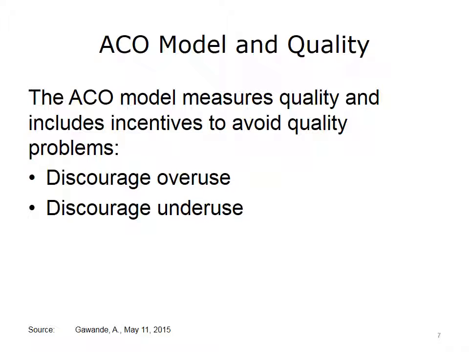Underuse was one of the key problems with the HMO model in the 1990s. Financial incentives encouraged denial of necessary care, as well as unnecessary or low-value care. By including quality measures as a condition, the ACO model creates a different set of incentives. Let's look at the checks and balances built into the ACO model.